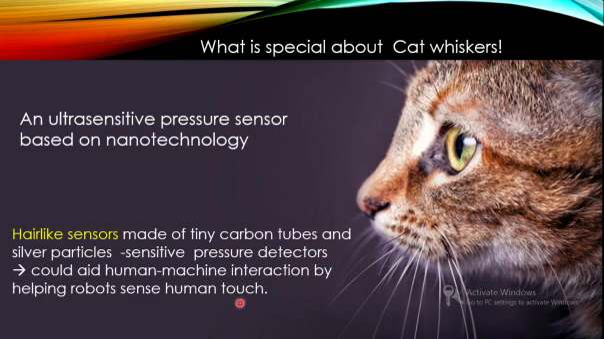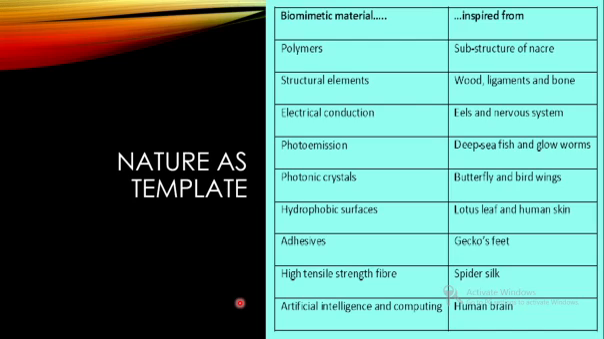Isn't it fantastic how nanoscience has evolved into nanotechnology to support technology? So as nature has a template, we can have biomimetic materials, like polymers, which can be inspired from the substructure of nacre. Nacre, you would have noticed, is the shell of the conch shell.